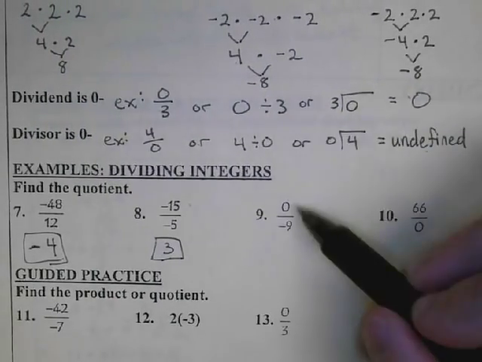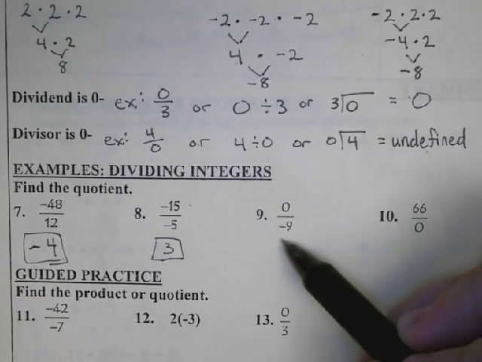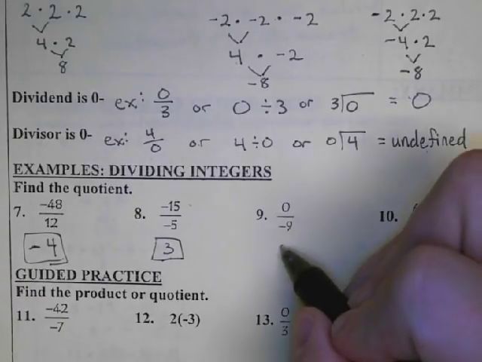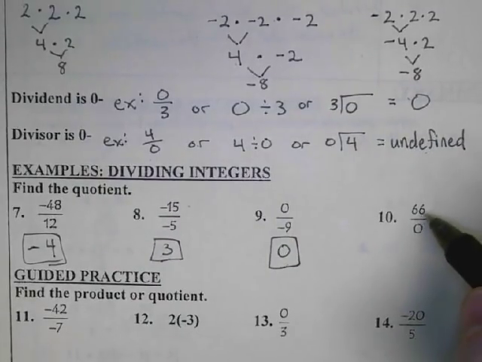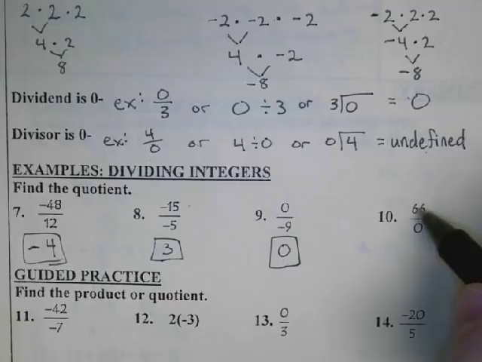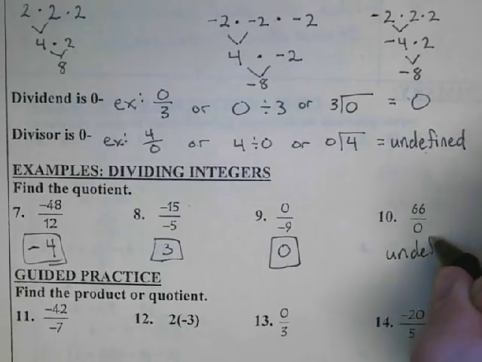Now when it comes to these zeros, it doesn't matter if it's positive or negative, because 0 divided by anything will always equal 0. And the same can be said when we're dividing by 0. No matter what's in the numerator, 66 divided by 0 will always be undefined.